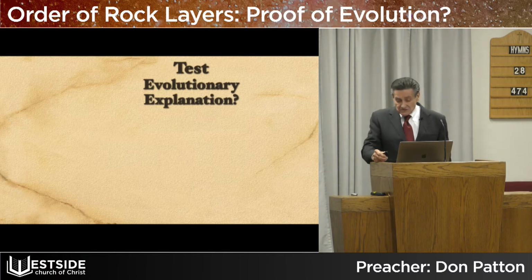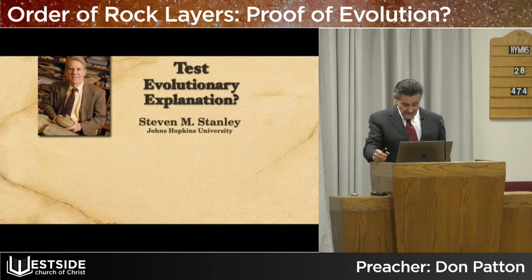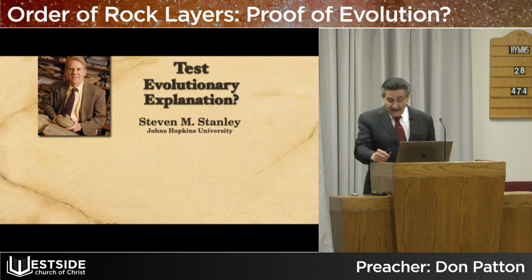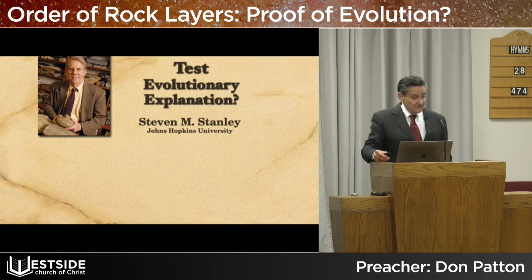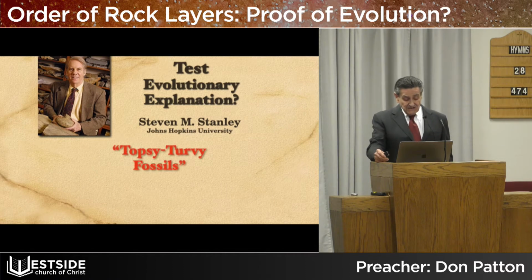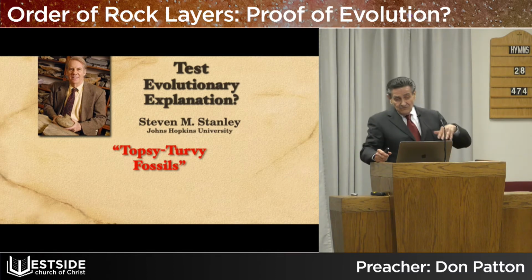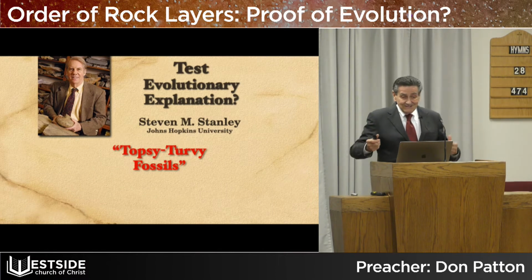Let's let the evolutionist describe how that should be done. Stephen Stanley of Johns Hopkins University, one of the better known paleontologists in the United States, says topsy-turvy fossils would be the way to test it. In other words, you say you believe in evolution. Well, this simple animal ought to be down toward the bottom. If you find things that are supposed to be at the bottom at the top, things that are supposed to be at the top at the bottom, then you've got a problem.